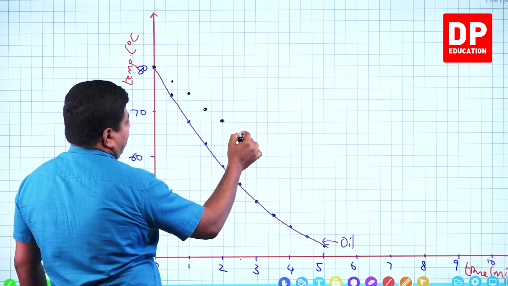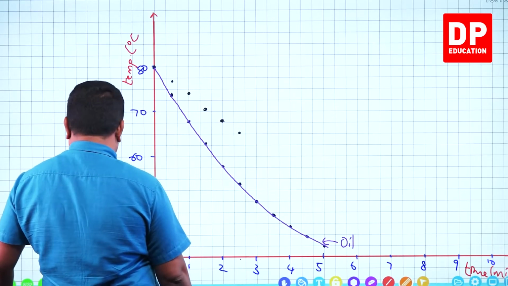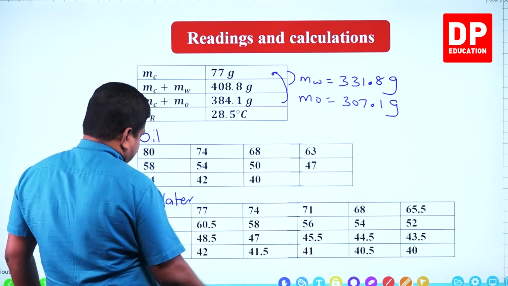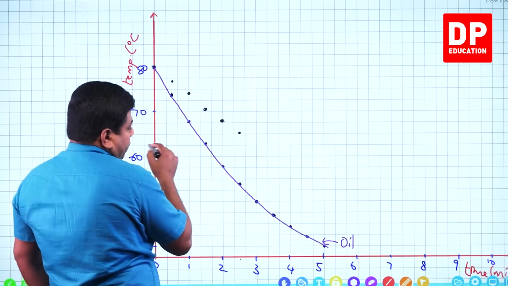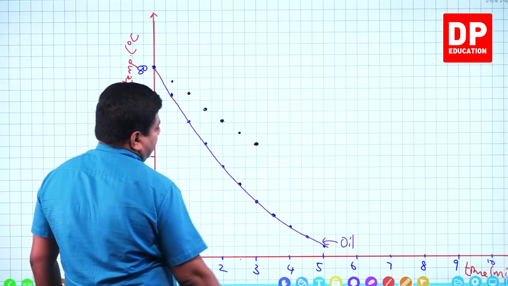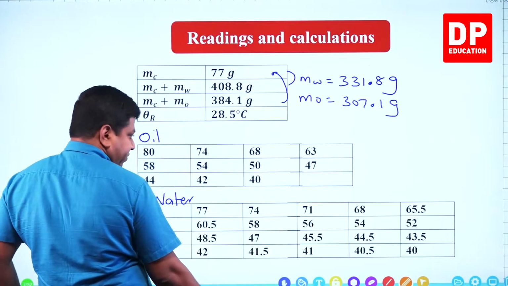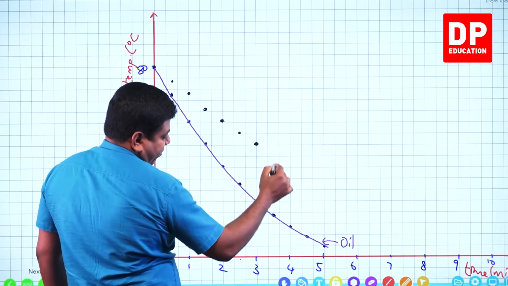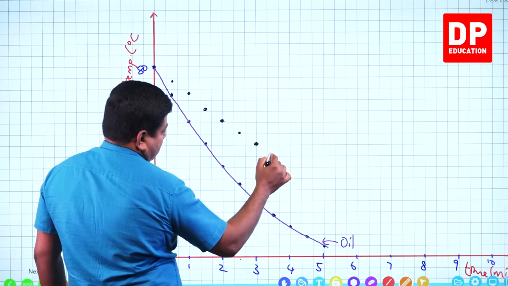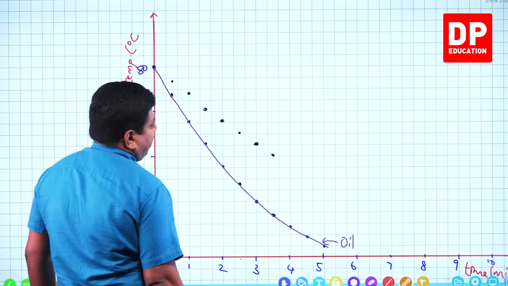65.5. This is 65, a little bit above that, 65.5. 63. 62.5 is this, a little above that, 63. Then 60.5. This is 60, so 60.5 is a little above.